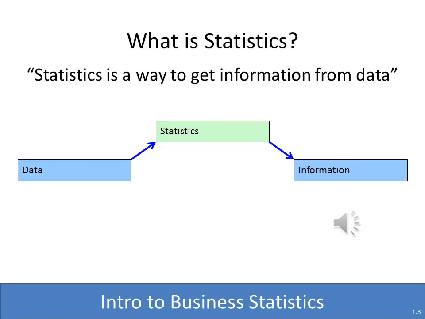As I just mentioned, statistics is a way to get information from data. Data is just the raw numbers. It doesn't make a lot of sense. So, in this case, we use statistics to give us information. Information is data that makes sense.